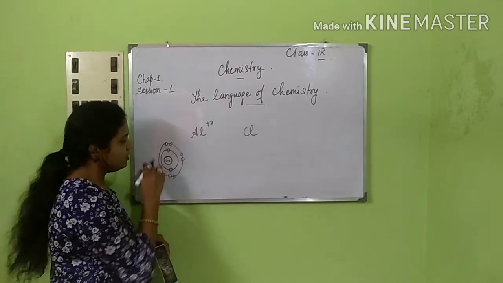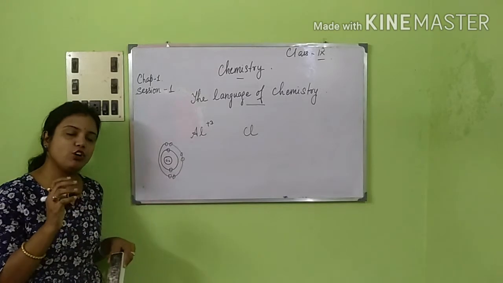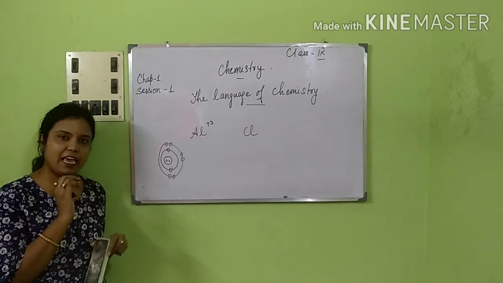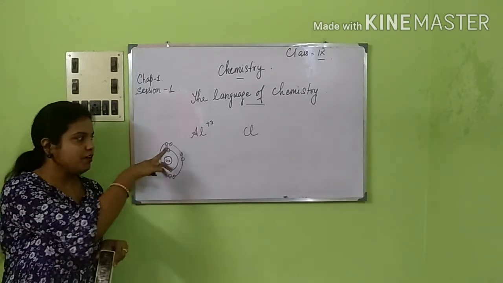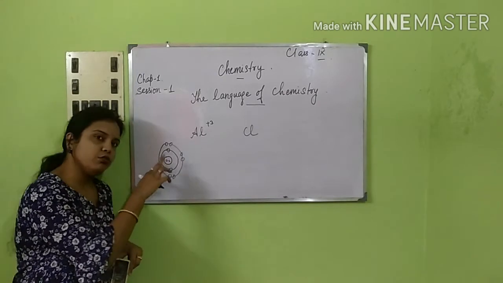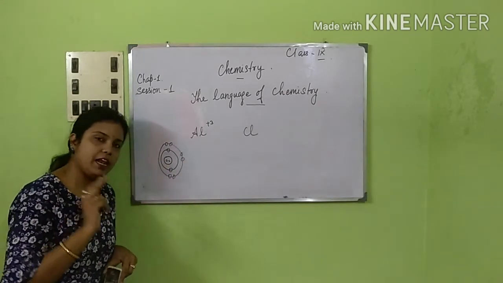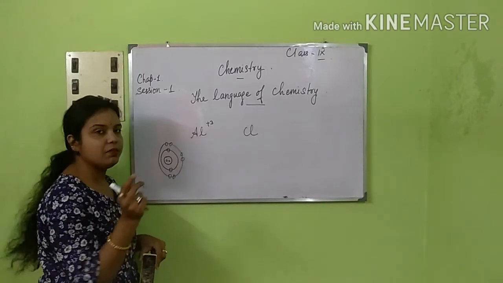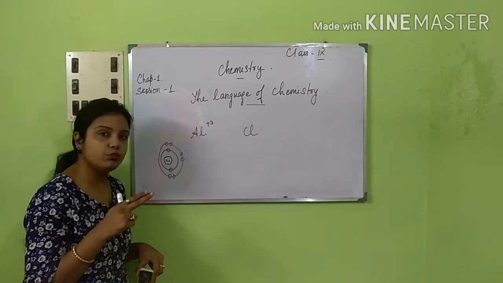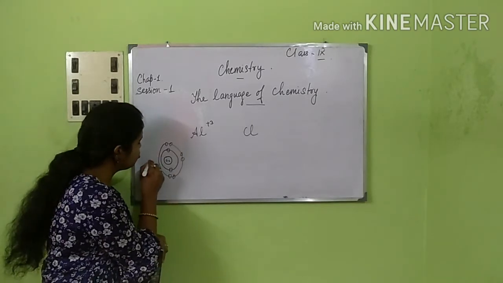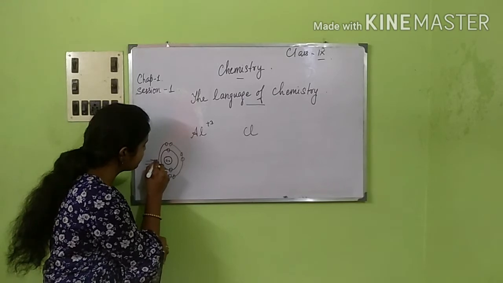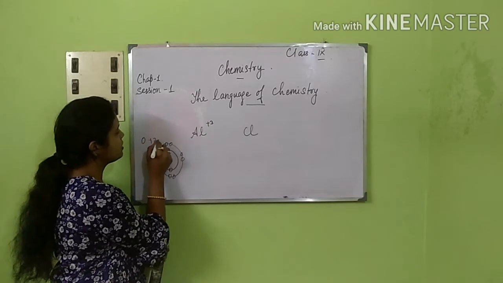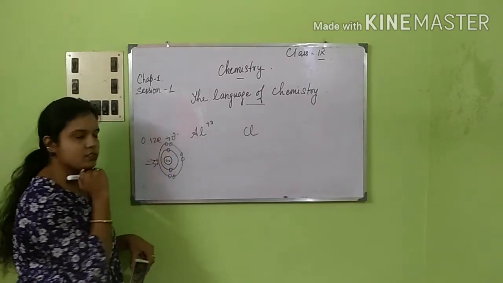In a shell, there is a capacity of either 2 or 8 electrons to be filled up. Now, here you can already see there are 6 electrons, right? So that means it can take 2 more electrons. That means its charge will be what? It will gain 2 electrons and will become O2 minus.